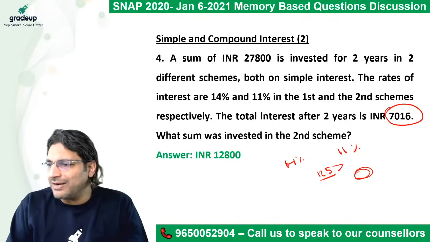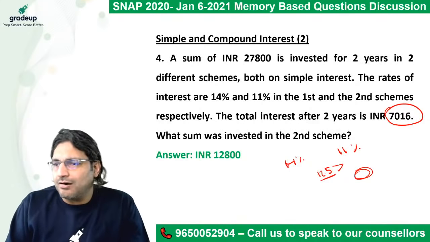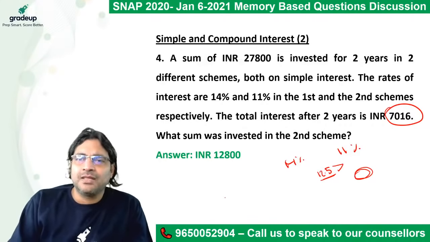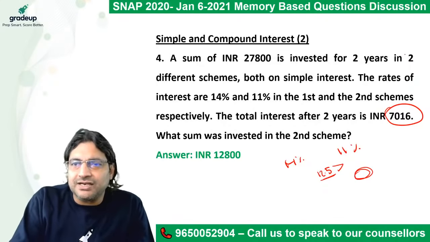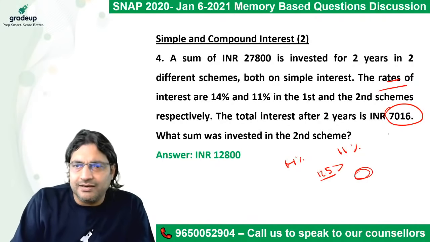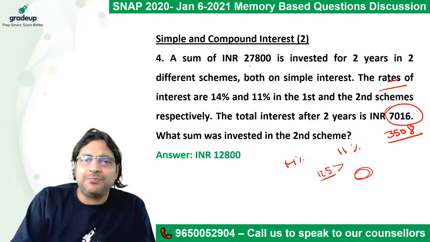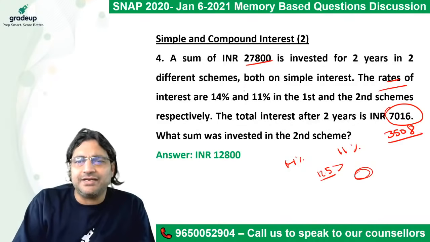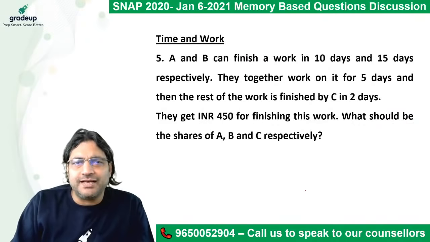I'm sure no one has any doubt. Akhil is asking me to explain the fourth one. I just explained the fourth one. Look, 7016 is the interest in 2 years. So the interest in 1 year would be 3508. Take out 3508 as a percentage of 27,800. Put that here and use the method of alligation. Okay, let's move to the next one.